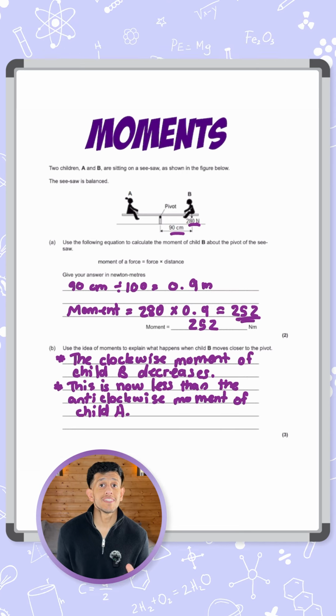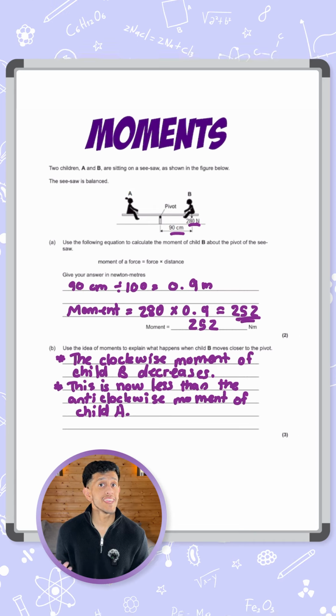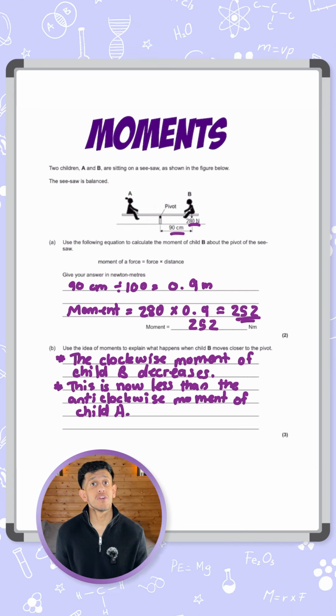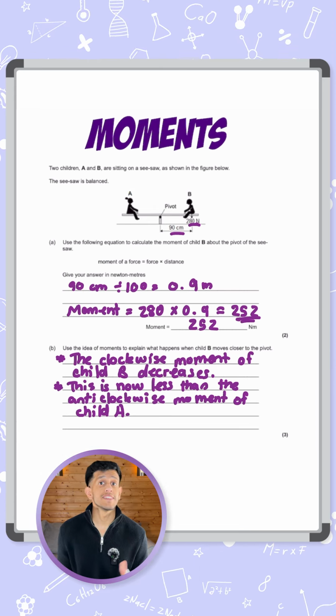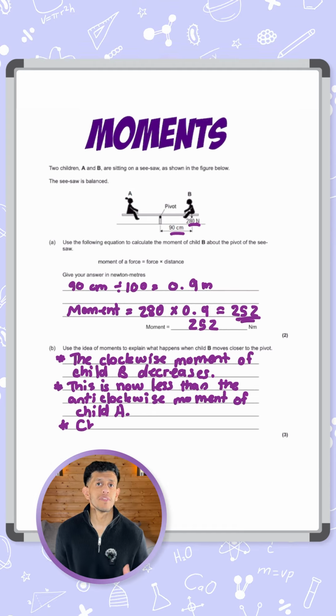So for the last mark, we just need to confirm the motion of child A or child B. And because child B's moment is decreased, it means that child A is going to go down and child B will go up. We just need to pick one of the two. So for my third mark, I'm going to say that child B moves upwards. And there you have it.